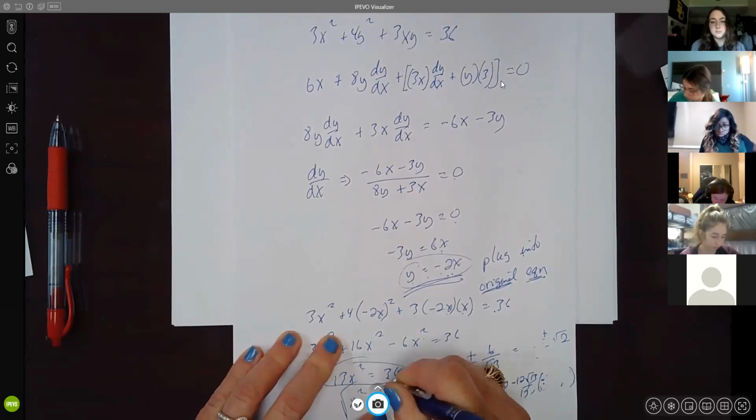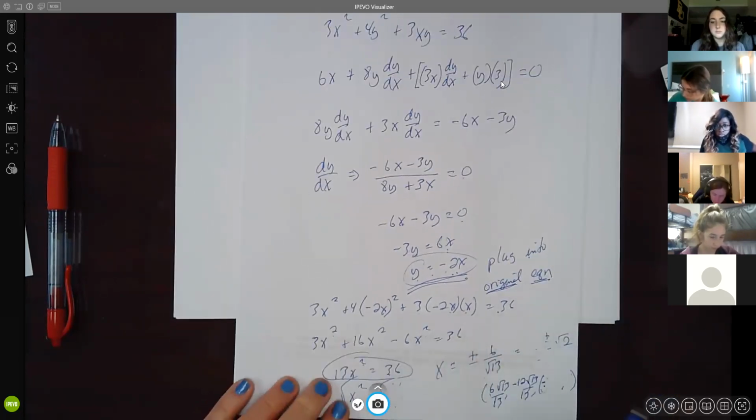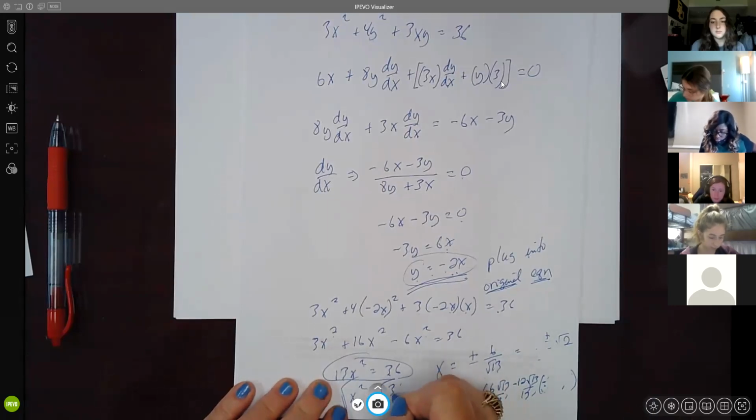Earlier, I had an issue reading my handwriting because my handwriting is awful. So I have to rewrite this.